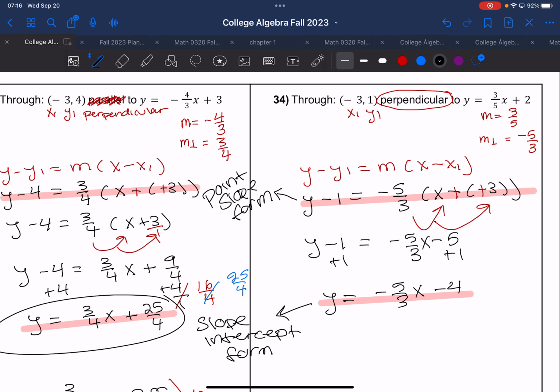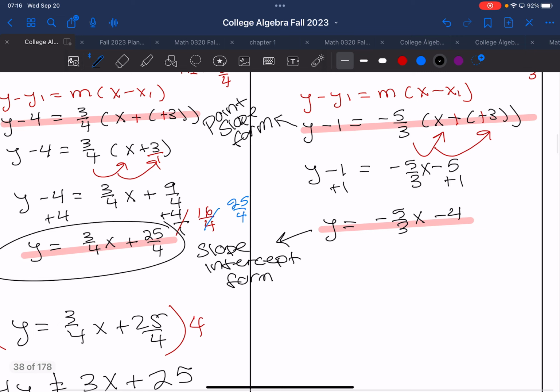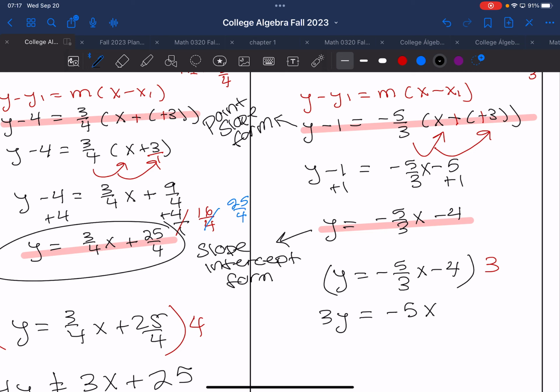And now our last step is to put it in what form? Standard form. So in this case, again, we still want to get rid of that fraction. So we're going to multiply everything in that equation by what? 3. Because that's the only denominator there is, that 3. So everything is going to get multiplied by 3. So we have 3y is equal to, what's -5 over 3 times 3? -5, because those 3's cancel, so -5x, and -4 times 3, -12.